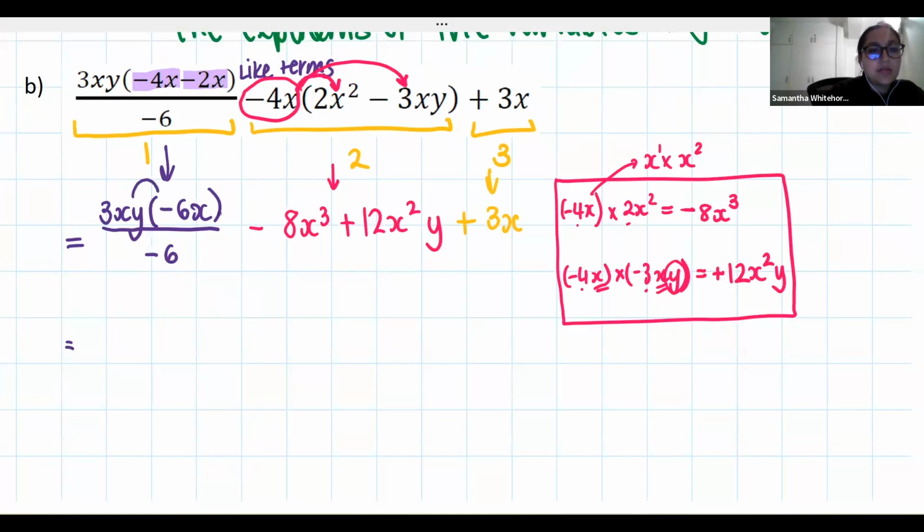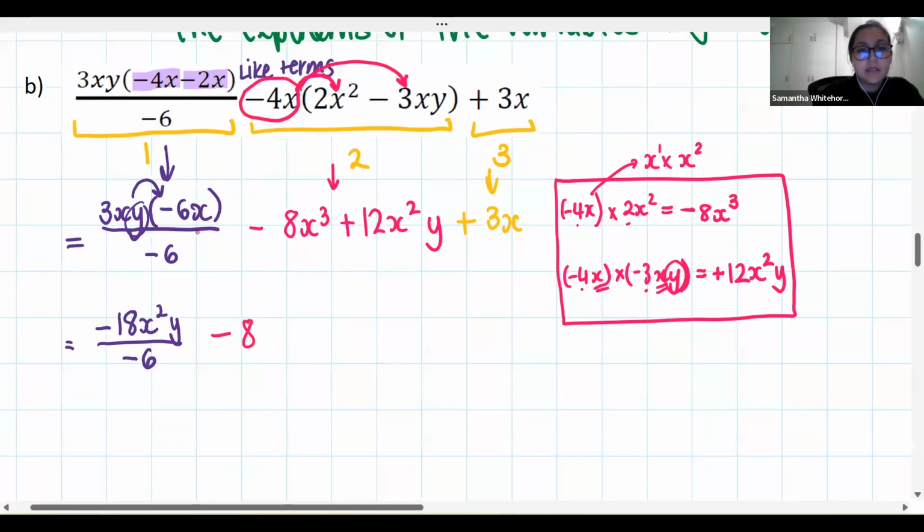I need to say 3xy times negative 6x. A positive times a negative gives us a negative. 3 times 6 is 18. x times x is x squared, and then we've just got that y in the numerator, so minus 18x squared y. That is still being divided by the negative 6. So I'm slowly but surely simplifying as I go along. It's taking me a bit of time, but that is absolutely fine.